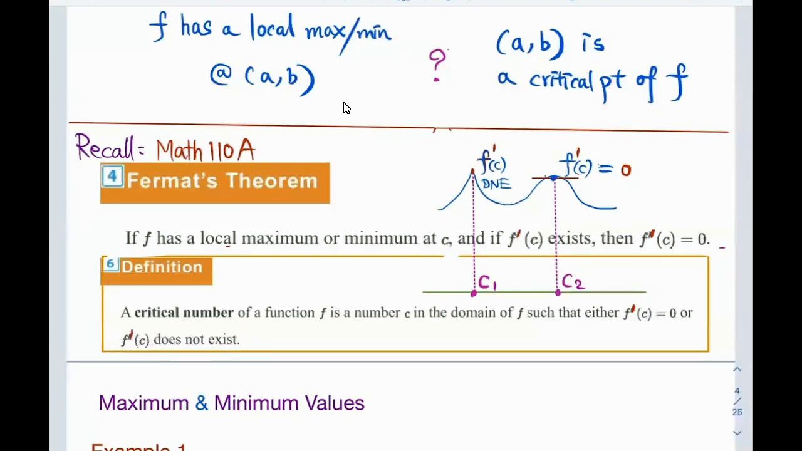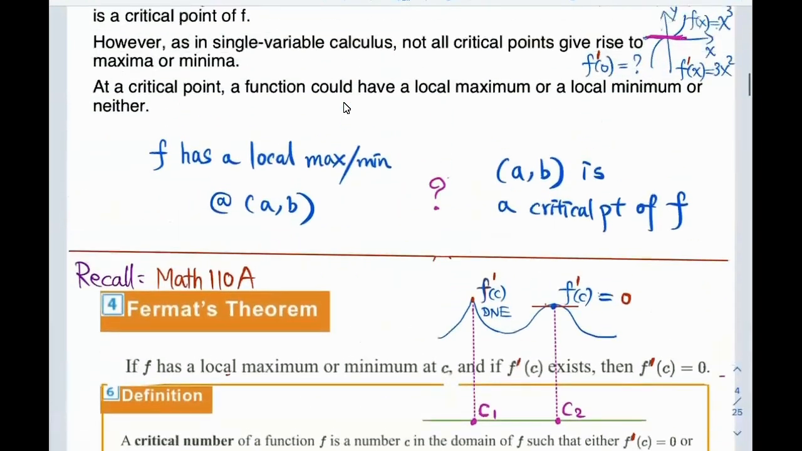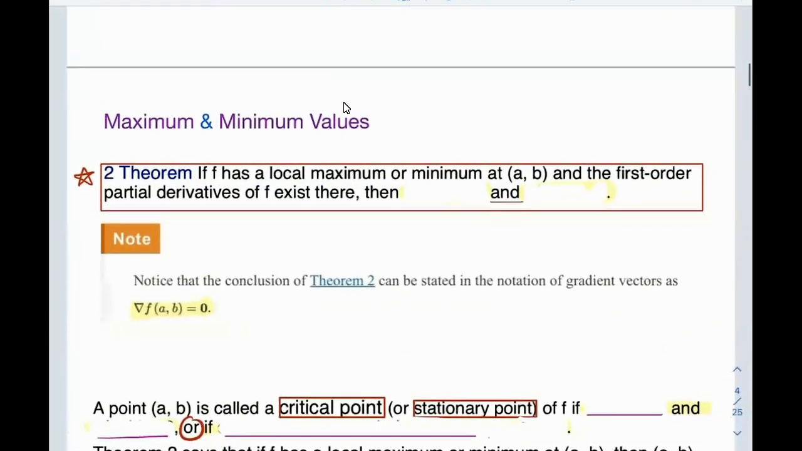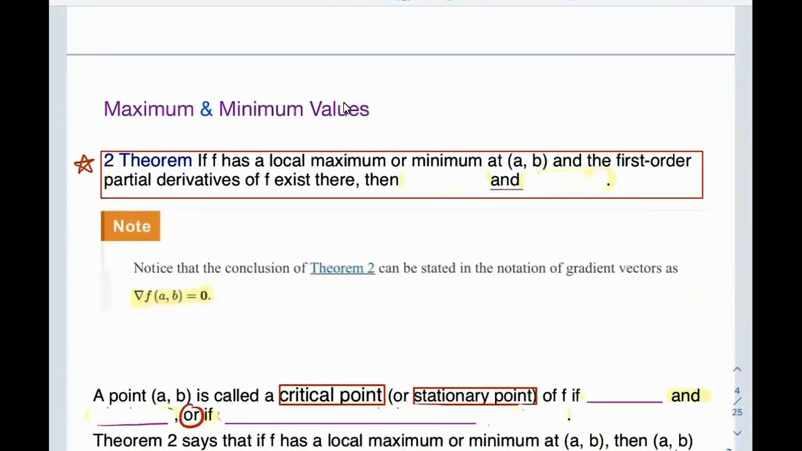So it's good to review this before we move on to Math 110C, because we're going to make a connection between this and 110C. All right, now we go to 110C. So this theorem says that if the function has a local max or local min at (a, b), that's a function of two variables, and the first order partial derivative of the function exists there, take a guess. What should I put over here?